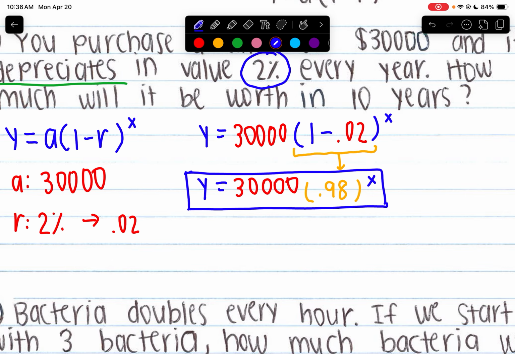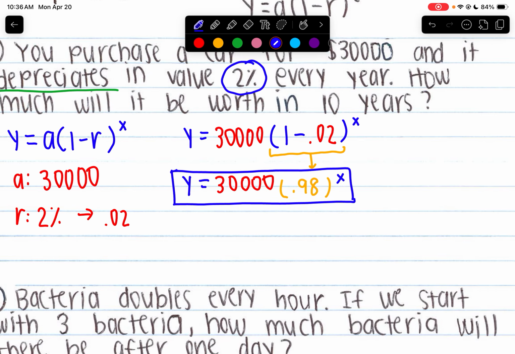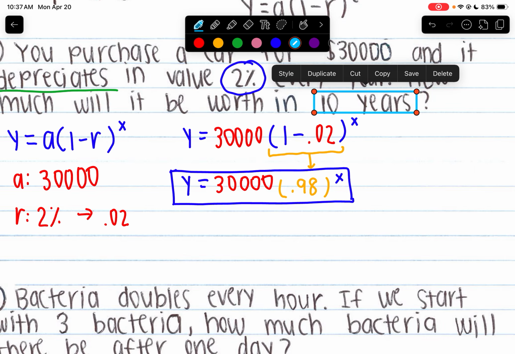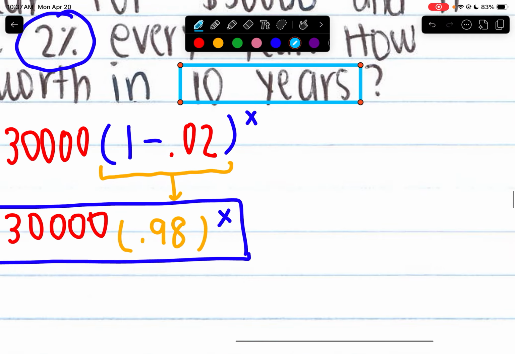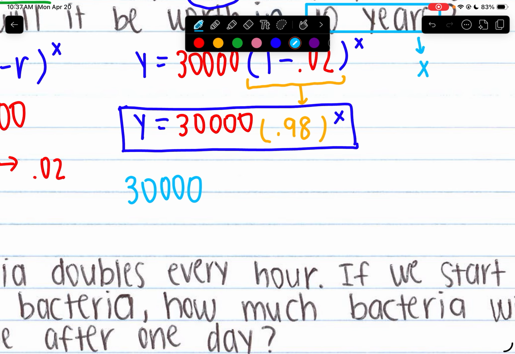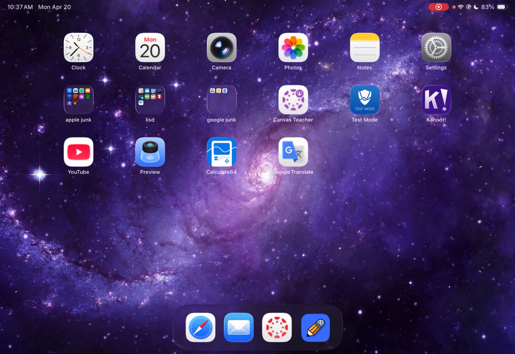All right, now once we have our equation, we're going to answer the question. Because again, there is a question in this problem that we haven't answered yet. How much will it be worth in 10 years? Now, if we're looking at the number of years, years in this case would be time, t. Now, obviously, we replace the t with an x, so we're going to plug in 10 for our x value. So you have 30,000 times 0.98 to the power of 10. So let's go figure out how much this car's going to be worth in 10 years.